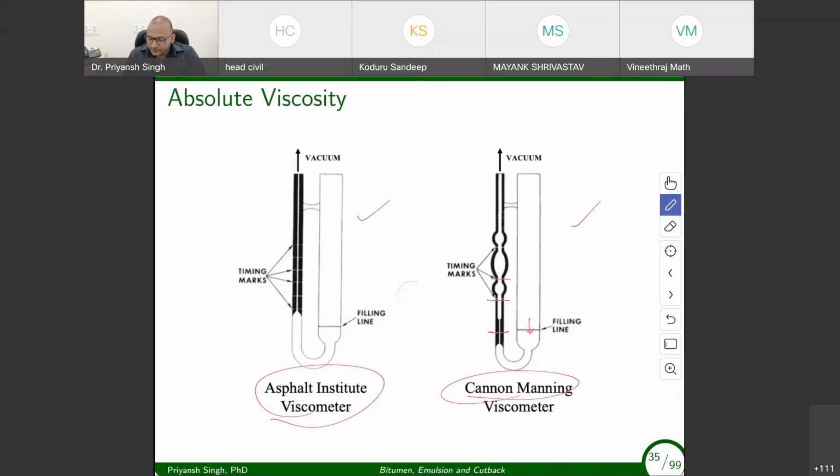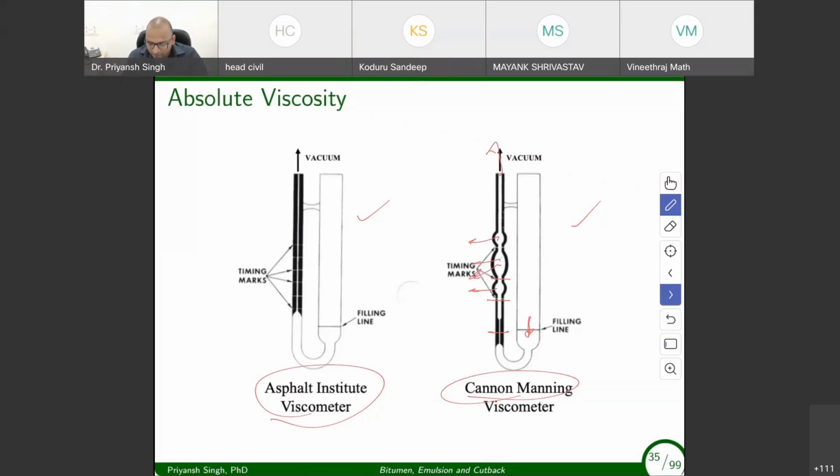So in order to test, we'll put our sample here in this arm, and then we will apply a vacuum from the next arm, and we'll note down the time required to cross these bulbs. Now, the time required to cross these bulbs will be recorded and multiplied by the calibration constant of these bulbs, which will give you the absolute viscosity.